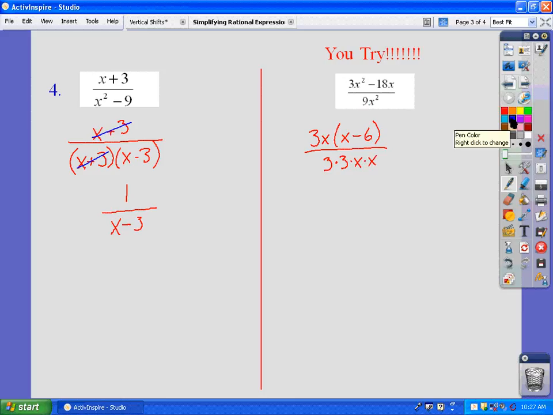Again, eliminate the things that are the same on the top and the bottom. So there's a 3 on the top and a 3 on the bottom. They're gone. There's an x on the top and there's an x on the bottom. They're gone. Now again, inside the parentheses right here is an x minus 6, but they're together in the parentheses. So if I want to eliminate that, it's got to be all or nothing. And there is no x minus 6 in the numerator or in the denominator. So guess what? These are done. You can't do anything more with that. In the numerator, we have x minus 6. And in the denominator, we have 3x. That's the end of that, guys.